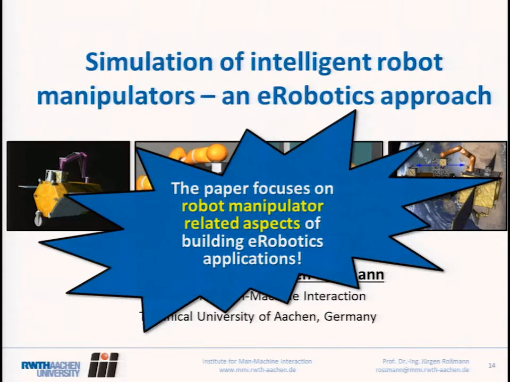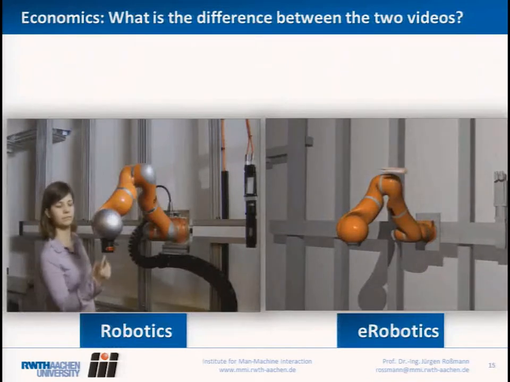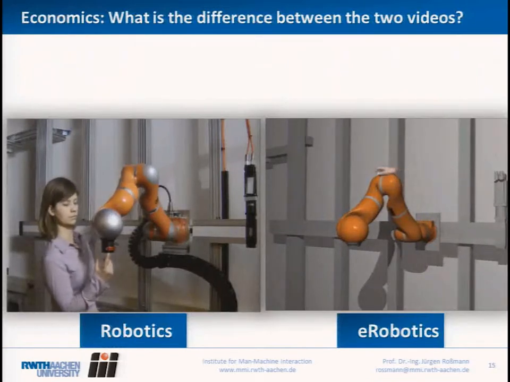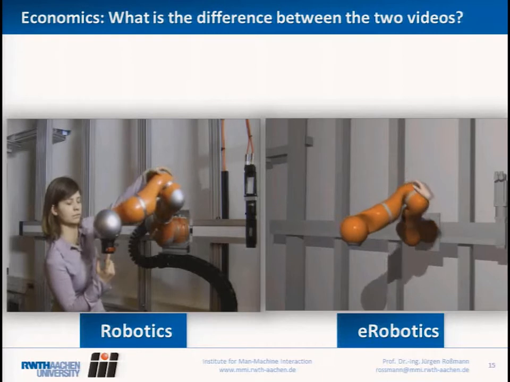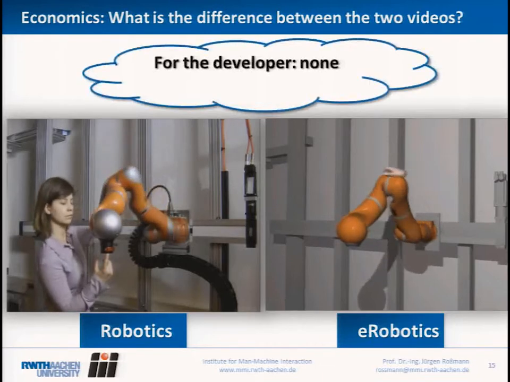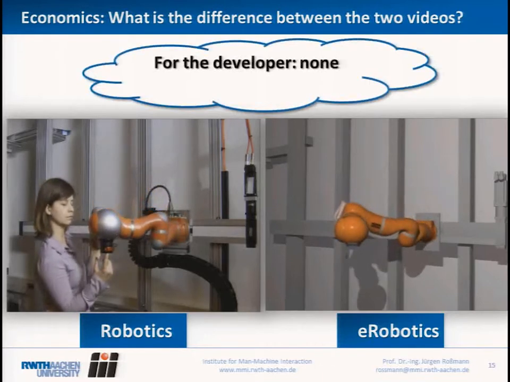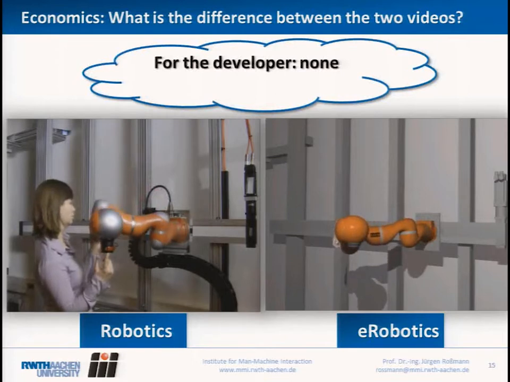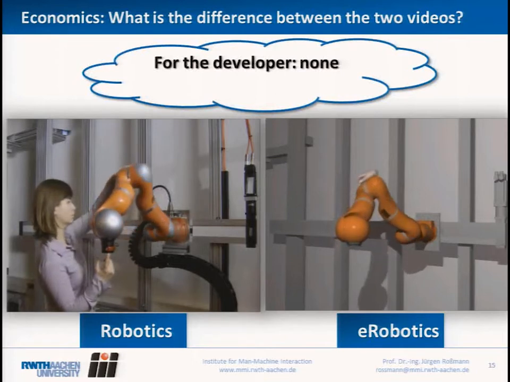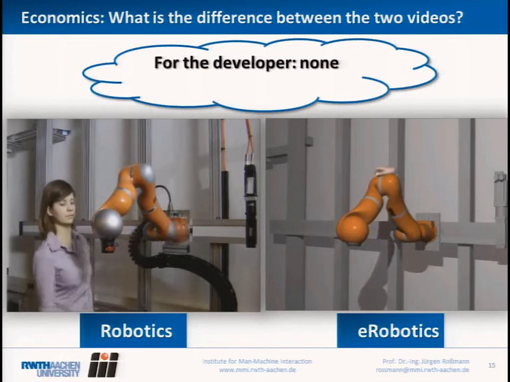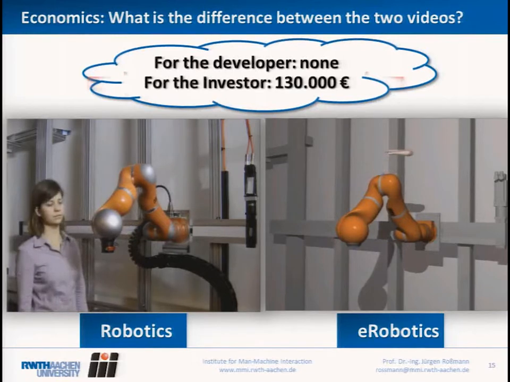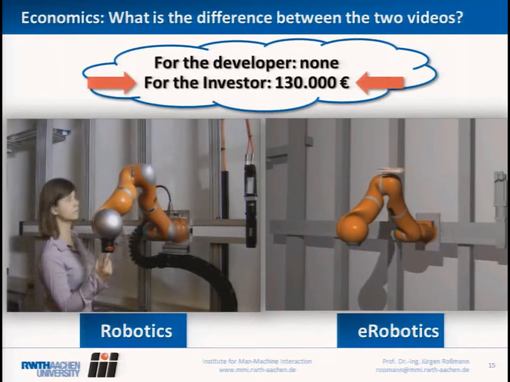And as I have 30 minutes left, I can focus on this last question. What is the difference between the two videos? Well, for the developers, the difference is none, because you can develop against the physical system as well as against the simulated system, which behaves pretty much the same. But for the investor, the difference makes 130,000 euros.